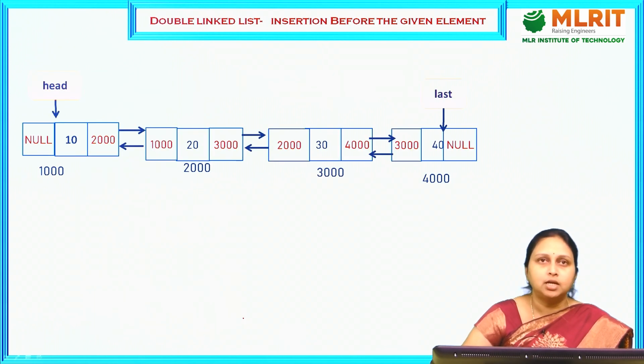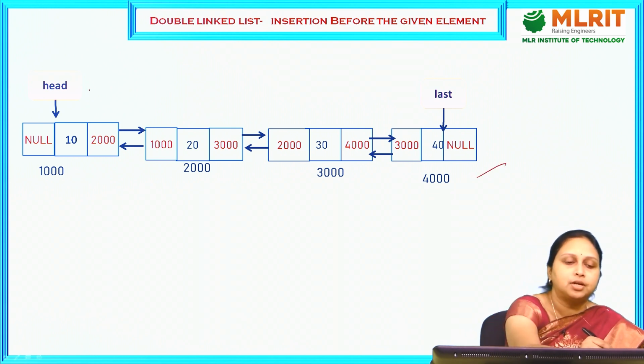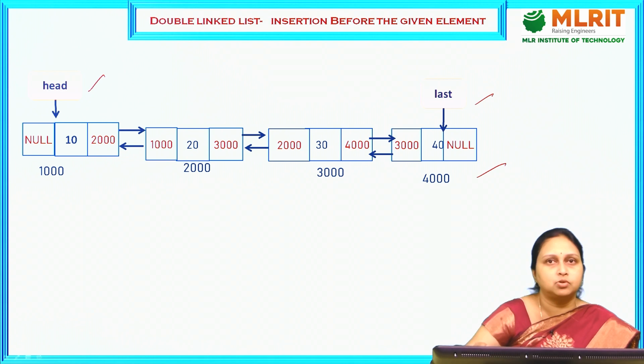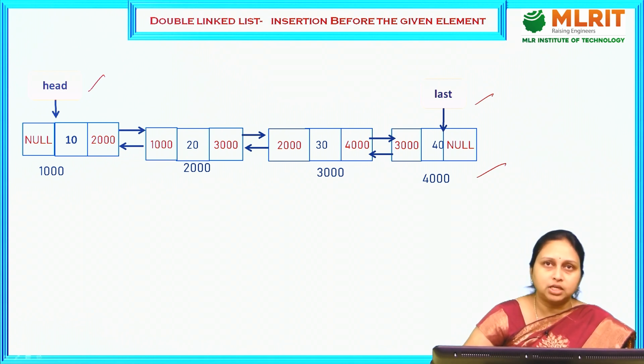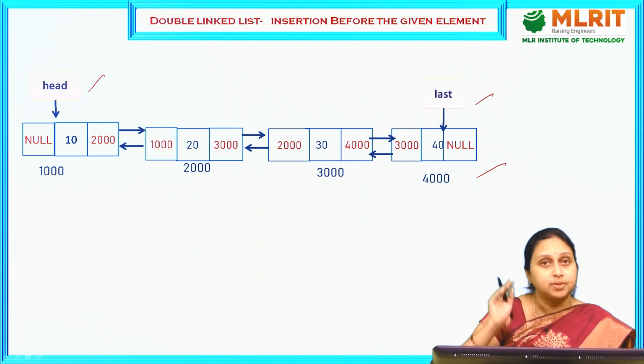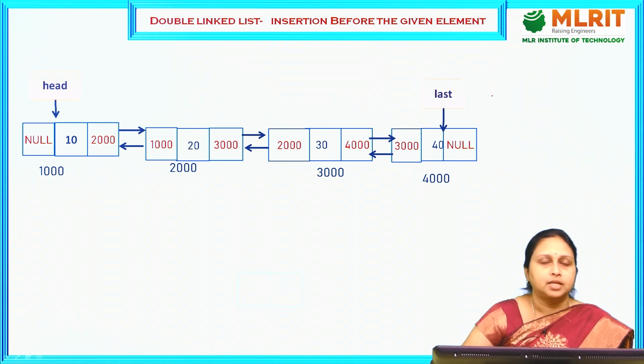And the next one, insertion before the given element. And here also we are going to consider 4 nodes with the double linked list. The first node represents the head and the last node represents the last. Now here, before the given element, if I choose a given element, before that I need to insert the new node. In that case, how are we going to perform this? Yes, let us see.